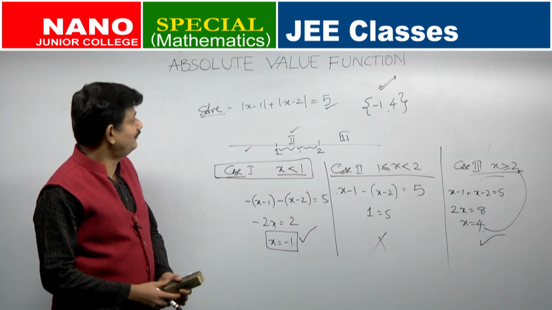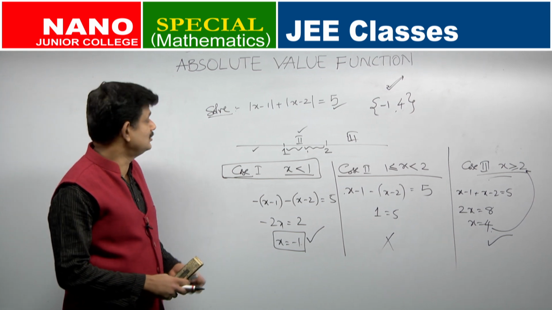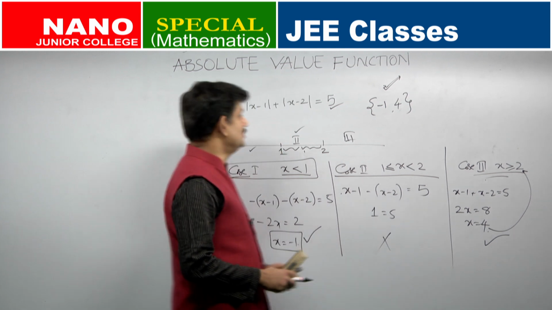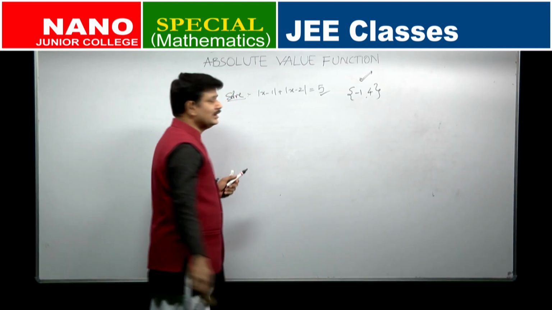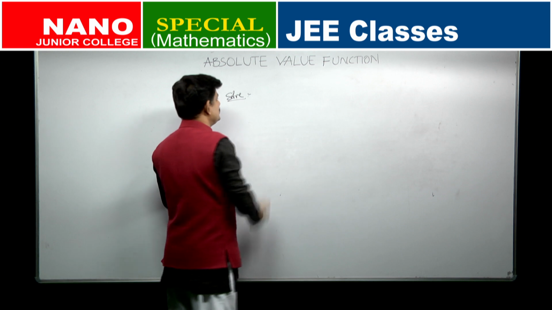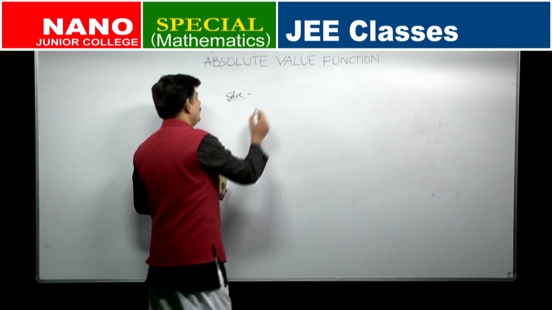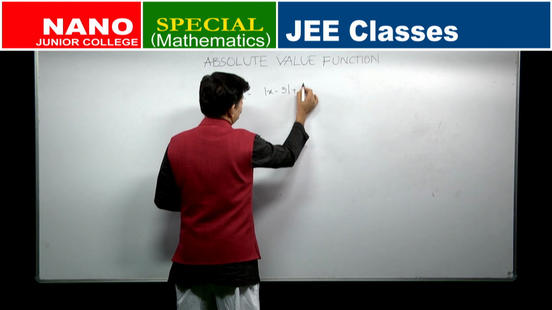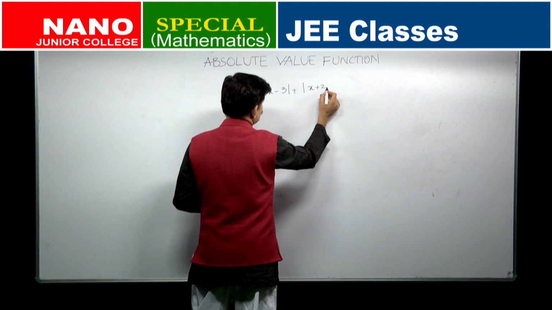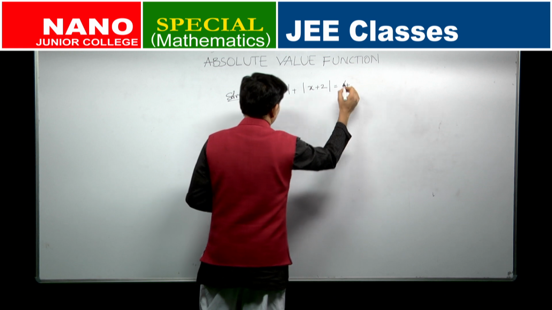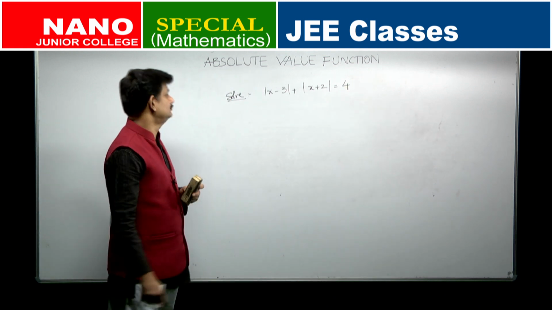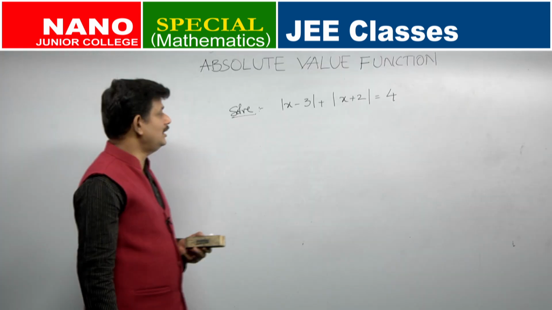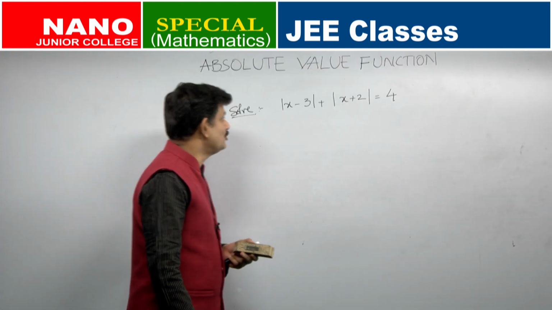Okay. So, this is one very important model of question, especially for exams at the level of JEE Main and MCET. Let me look at a similar level of question, the same type of questions with different numbers. Mod x minus 3 plus mod x plus 2 is equal to 4. Solve.